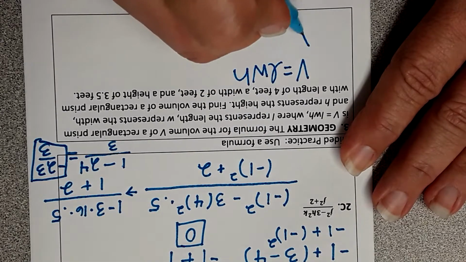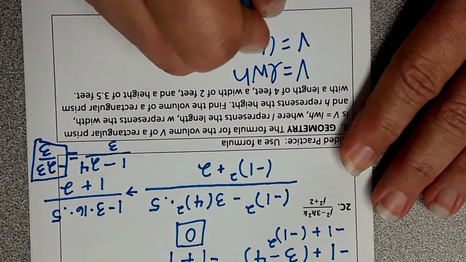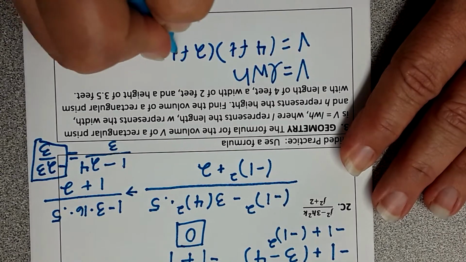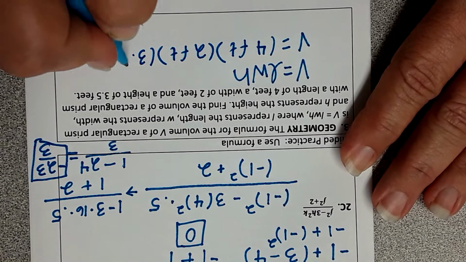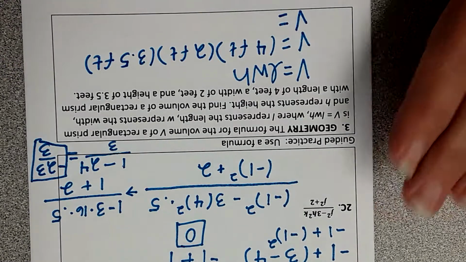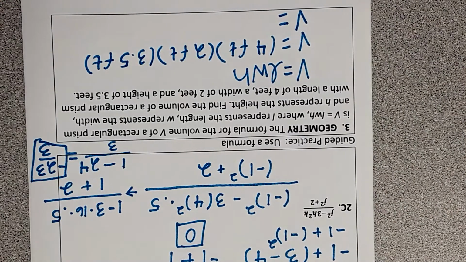LWH, 4 feet times 2 feet times 3.5 feet. You guys, those feet are very important because if they're giving it to you, that means you need to put it in the problem. Probably in Algebra 1, we probably didn't make a big deal about it, but we're in Algebra 2. Whether you're in Algebra 2 regular or Algebra 2 honors, this section is still the same.